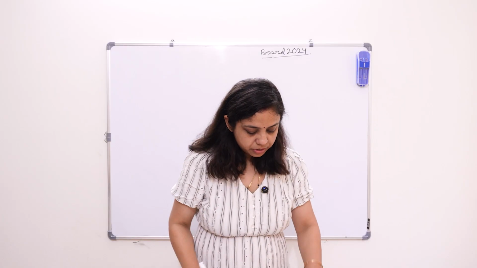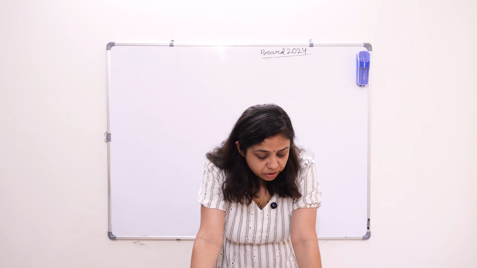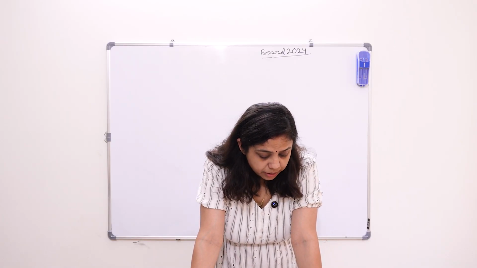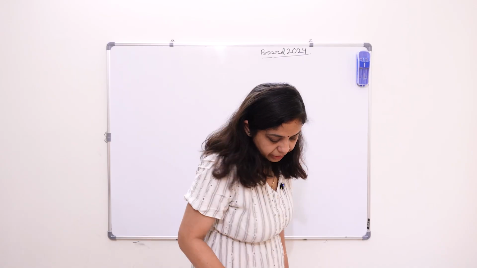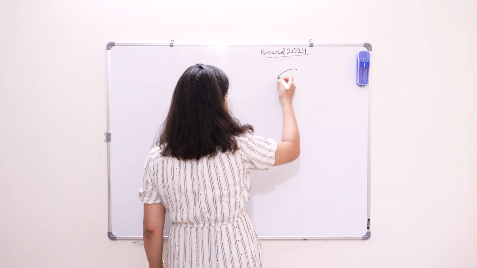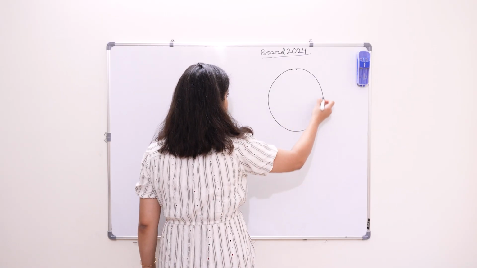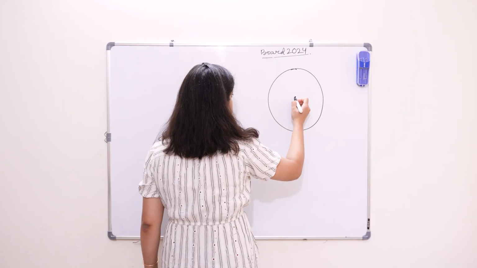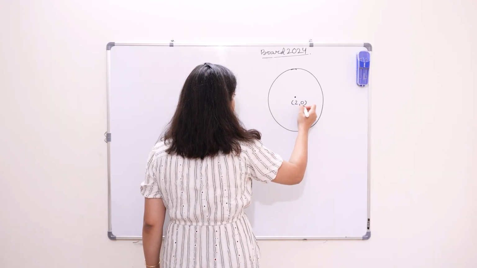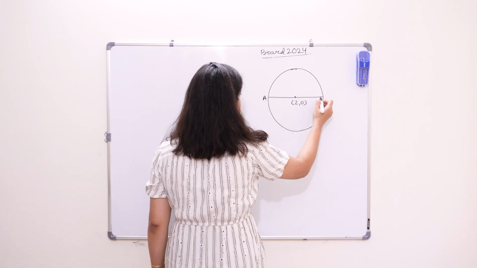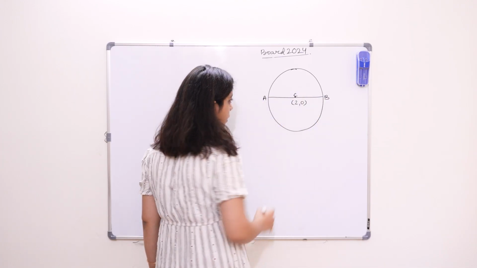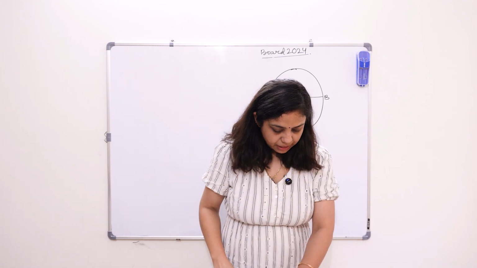Moving on to the next question. The question says, the center of a circle is at 2, 0. If one end of the diameter is at 6, 0, then the other end is at, right. So we will understand there's a circle and there's a center, and the center is 2, 0. Right? This is A and this is B and this is C. Correct? Now A, B and C.